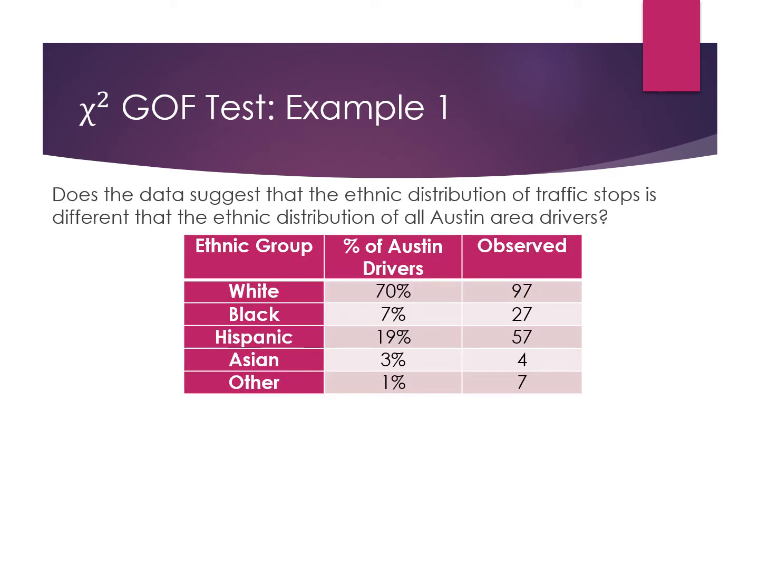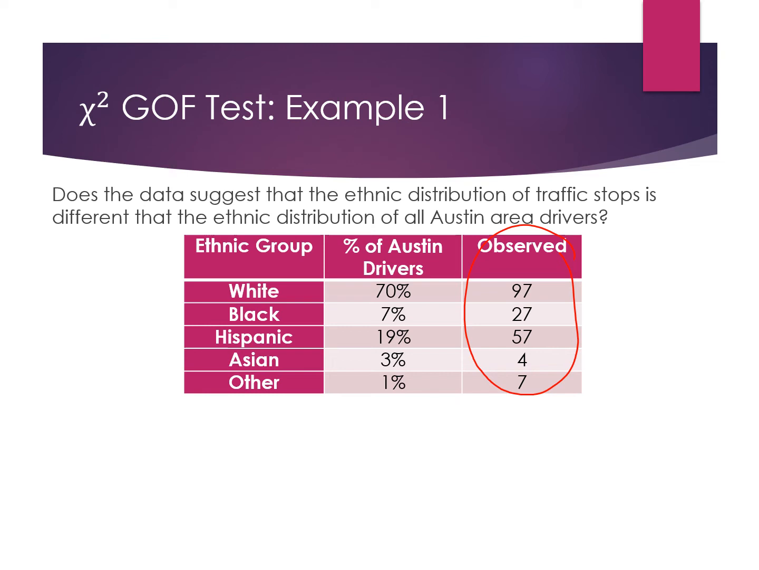All right, so let's take a look at an example here. Does the data suggest that the ethnic distribution of traffic stops is different than the ethnic distribution of all Austin area drivers? All right, so we see here data that's collected, I guess, from the DMV. I don't actually know if this is real data or not. It looks like 70% of all Austin area drivers are white, 7% black, 19% Hispanic, 3% Asian, and 1% are classified as other. And then when you look at these traffic stops, what we observe is that 97 drivers were white, 27 drivers who were stopped are black, 57 Hispanic, 4 Asian, and 7 others.